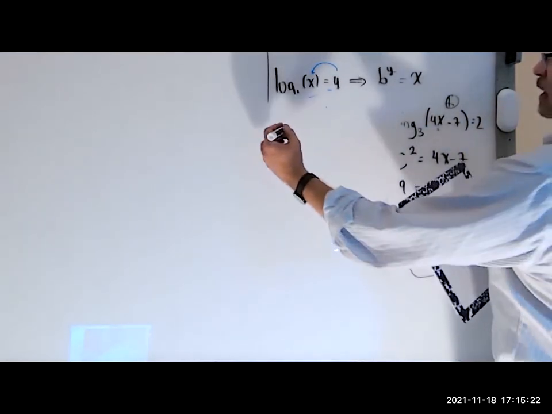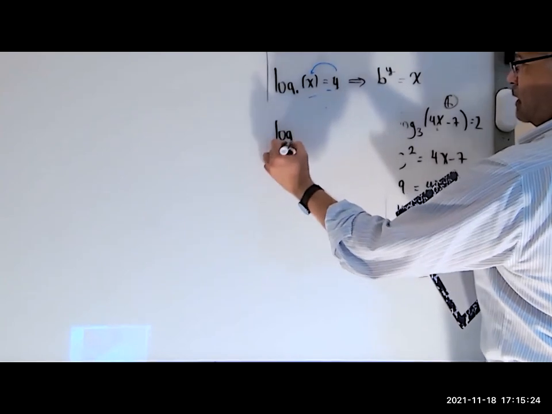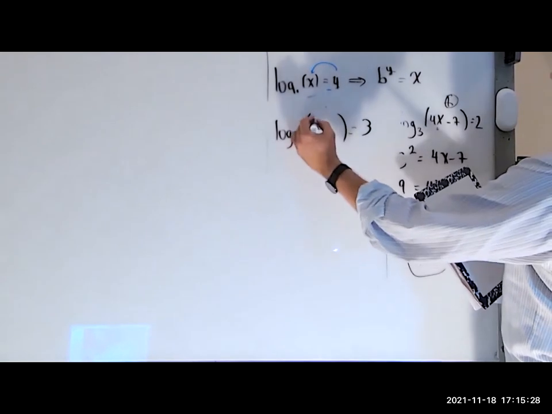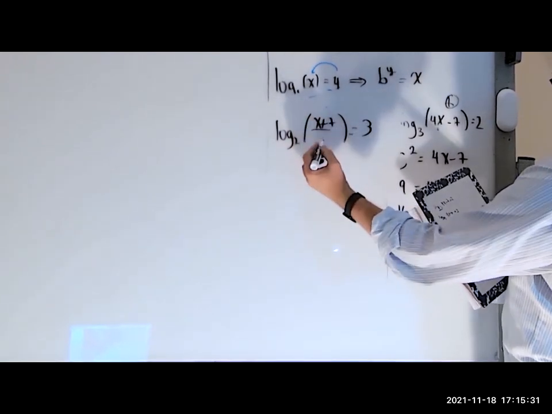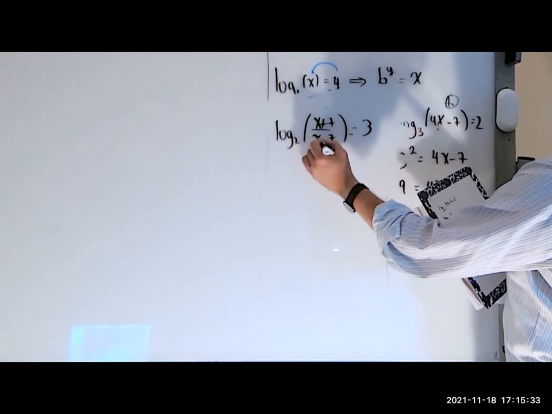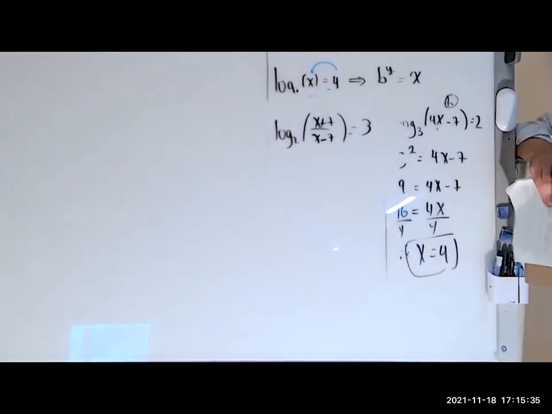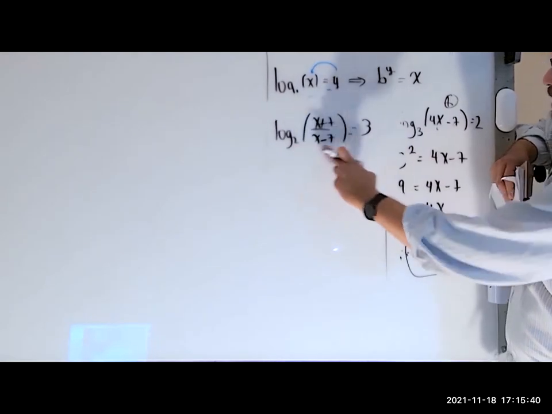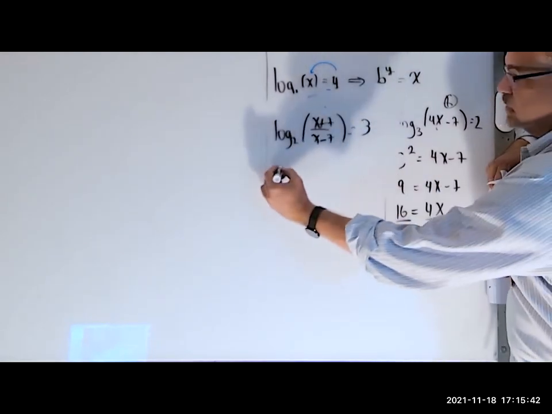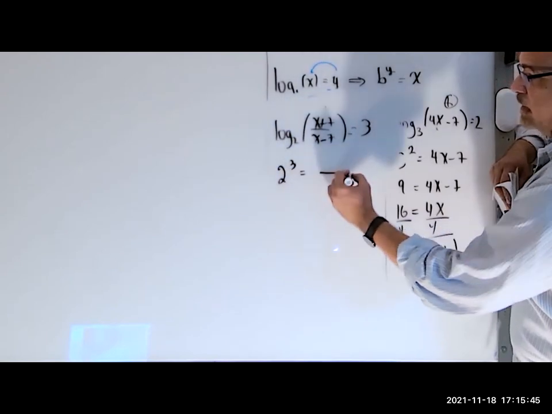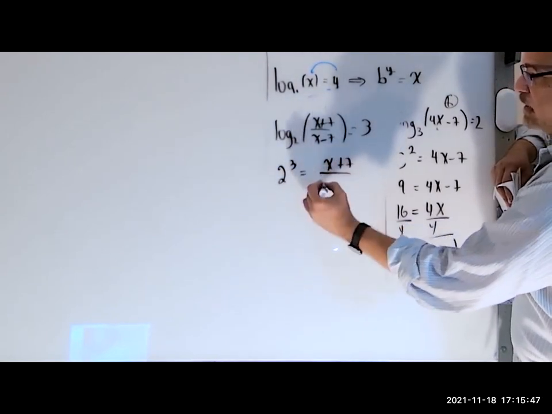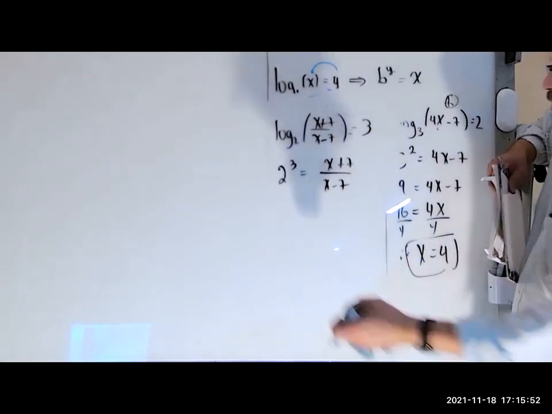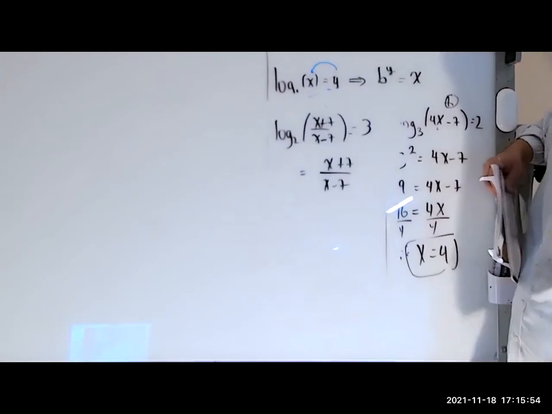So log base 2 of x plus 7 over x minus 7 equals 3. Don't get intimidated, it's more of the same. 2 raised to the 3 equals this argument, x plus 7 over x minus 7. 2 to the 3 is 2 times 2 times 2, that would be 8.